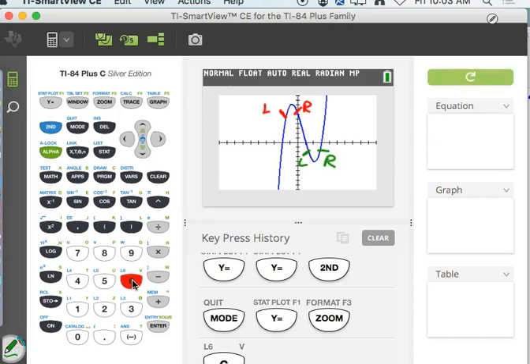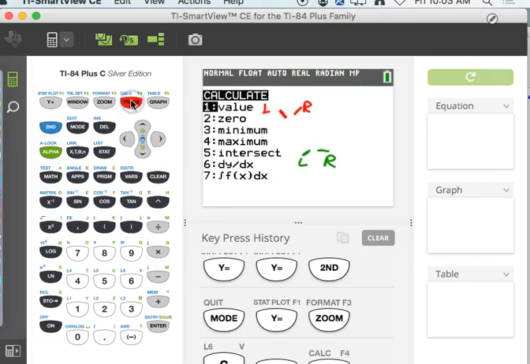And we're going to tell the calculator this is the left side of the valley and this is the right side of the valley. And it's going to tell us exactly where the tip top of that hill is and the very lowest point in that valley is. And that is all under second trace. You see where it says maximum? That's where we get the top of the hill, is the maximum. So we're going to hit number 4.